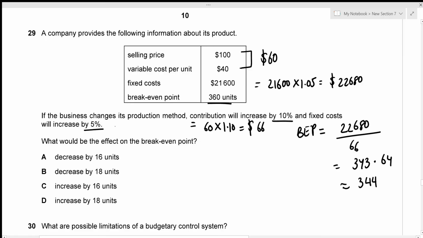So now we need to figure out the effect, which means we need to figure out the change. So previously it was 360 units. Currently that's going to be 344 units, which means that the break-even point has definitely decreased. By how much? So that's just going to be the difference. So that's 360 minus 344, which is 16. So 16 units has decreased, which is given by option A.